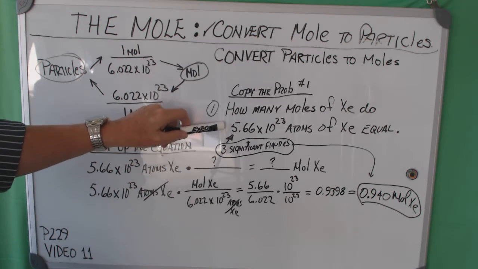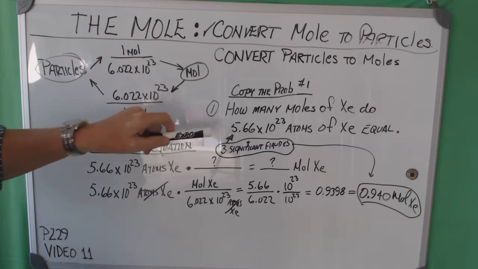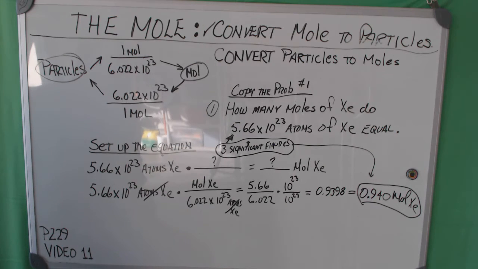Notice in the beginning of the problem we can see that there are 3 significant figures. We have to keep that in mind when we write the final answer. So we have 3 significant figures in the final answer. Set up the equation. That's the next step.